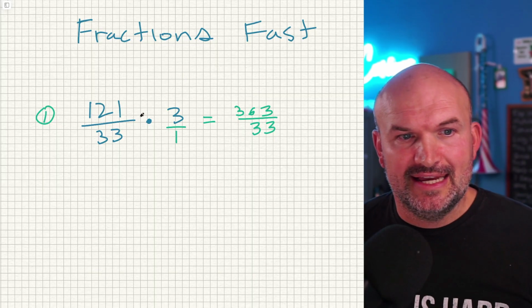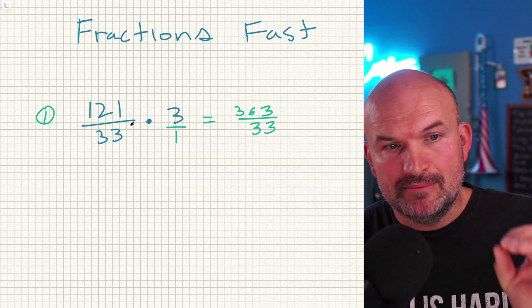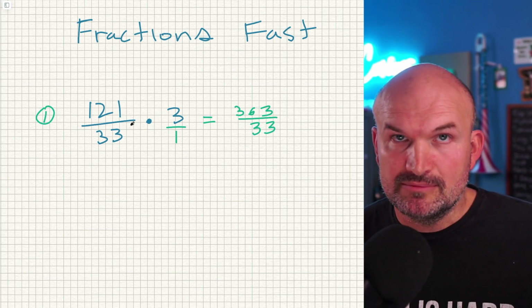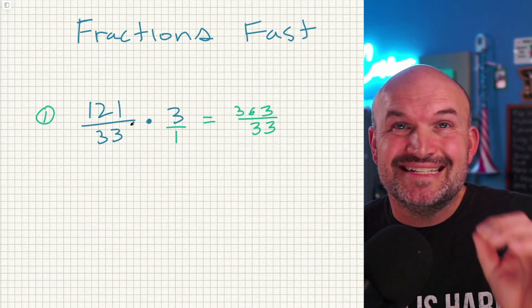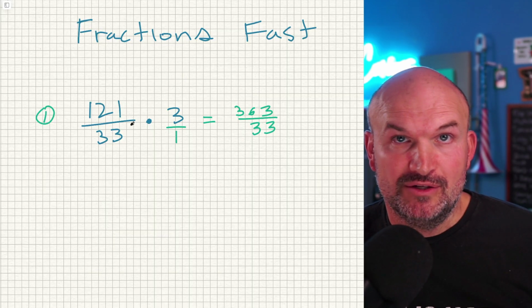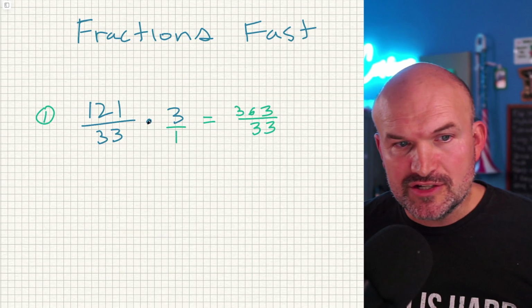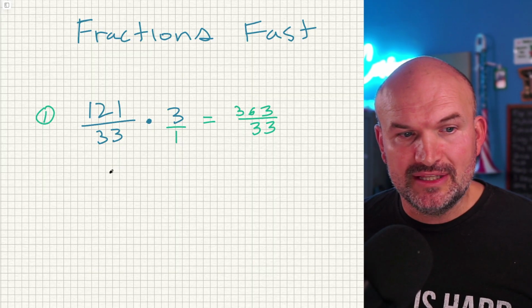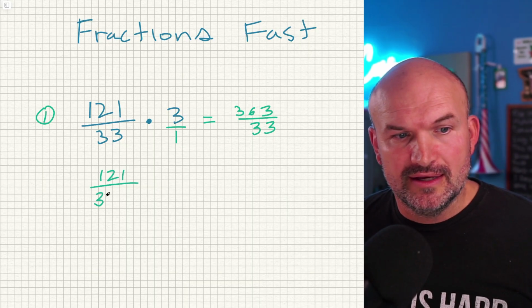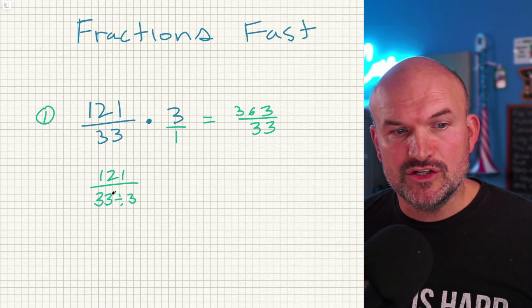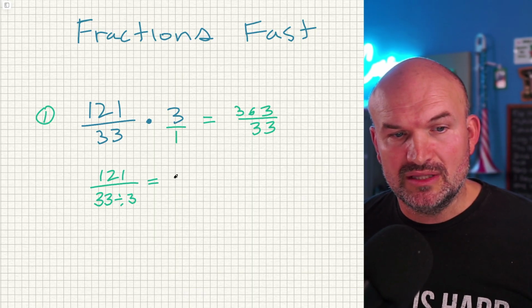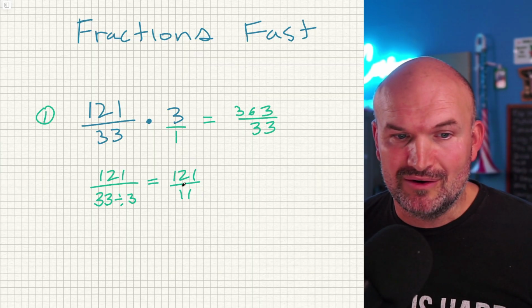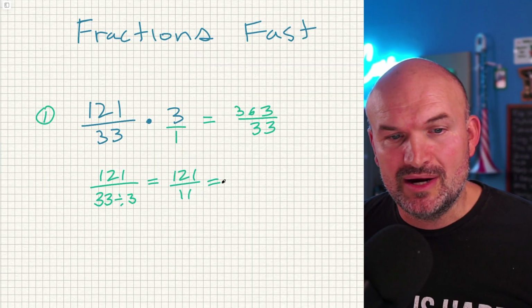All you need to understand is that multiplying the numerator of a fraction by a number multiplies the fraction's value. In the same respect, dividing the denominator of a fraction by a value also multiplies the fraction. So in this case, I see that 33 is divisible by 3. So I can say 121 and take 33 divided by 3. Now 33 divided by 3 is equal to 11. So it's 121 divided by 11. Now I know my times tables and I hope you know your times tables as well. So 11 evenly divides into 121 11 times.